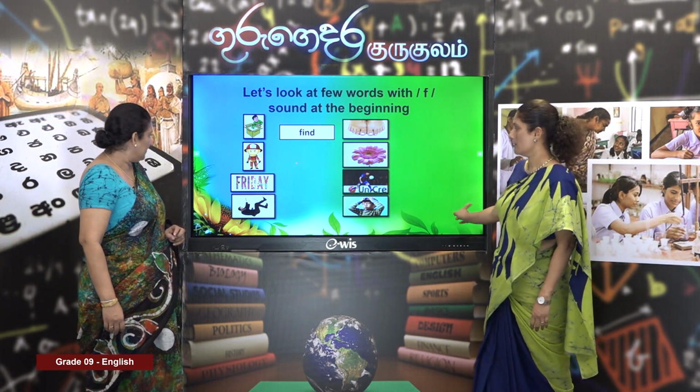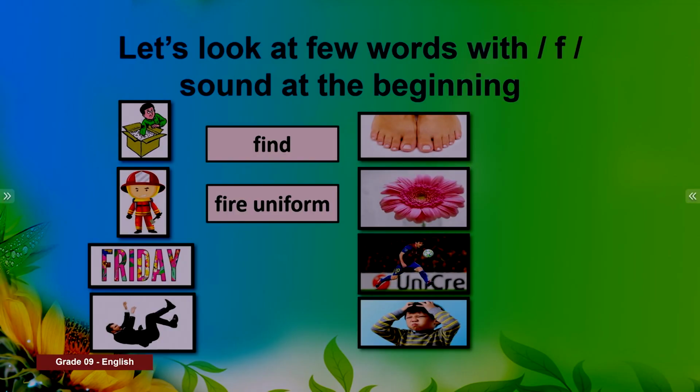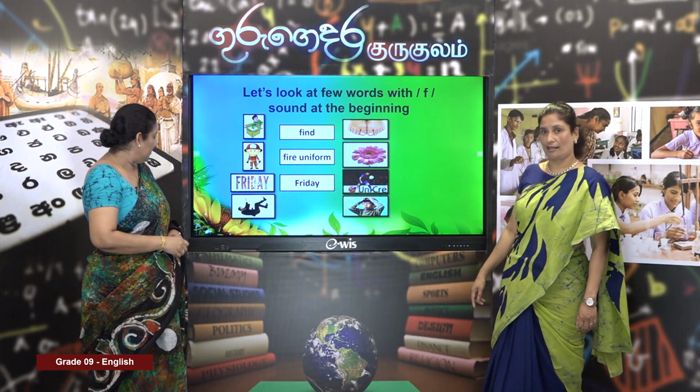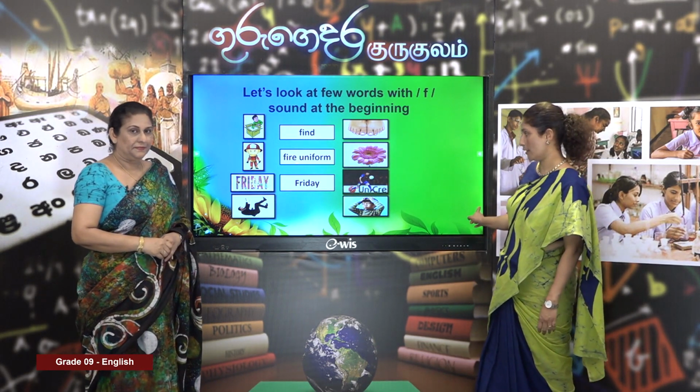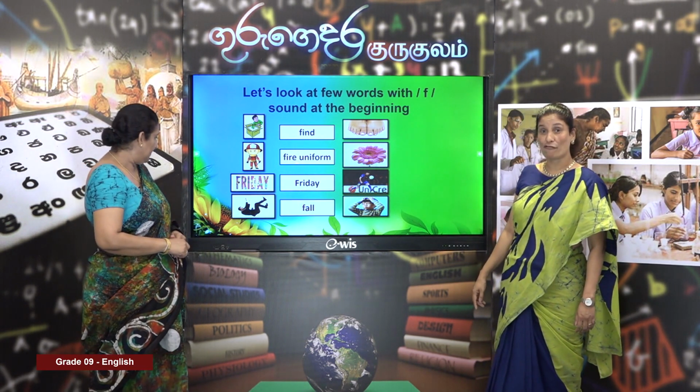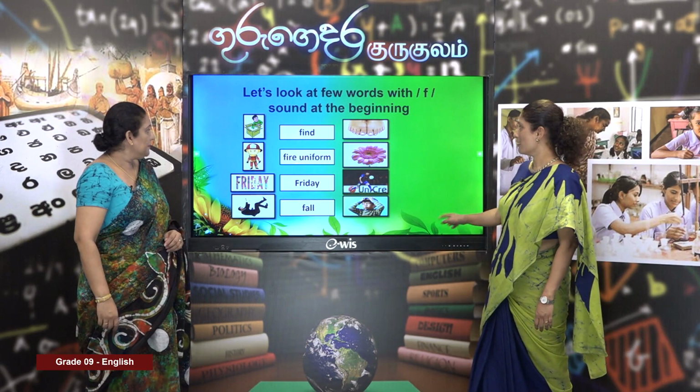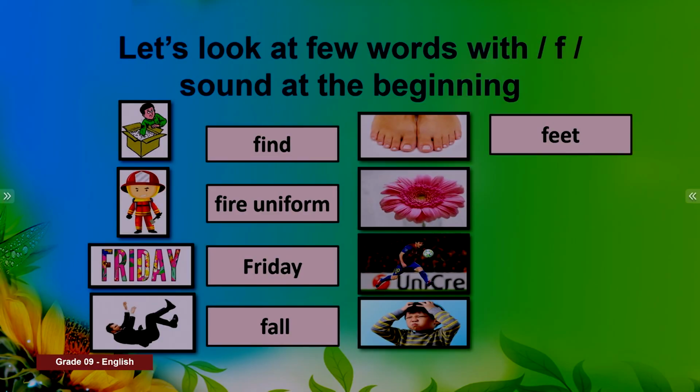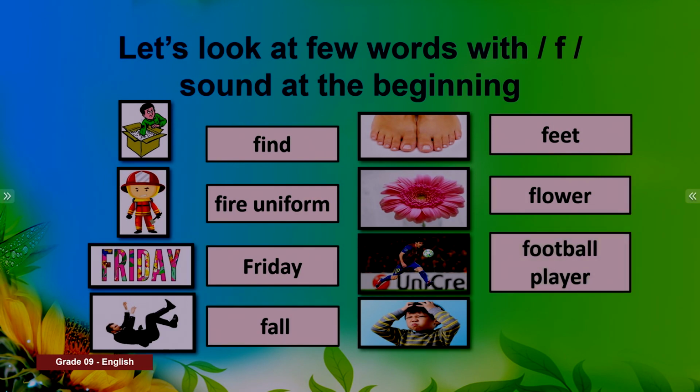Now look at the first picture, trying to find something, right? Find. What is this? The second picture. What do you call that? The fire uniform. Two F sounds are there. Fire, uniform. Friday, a day of the week. Friday. Oh, he's falling. Fall. Feet. Flower. Now who is this? Football player. Oh, he has forgotten something. Forget.